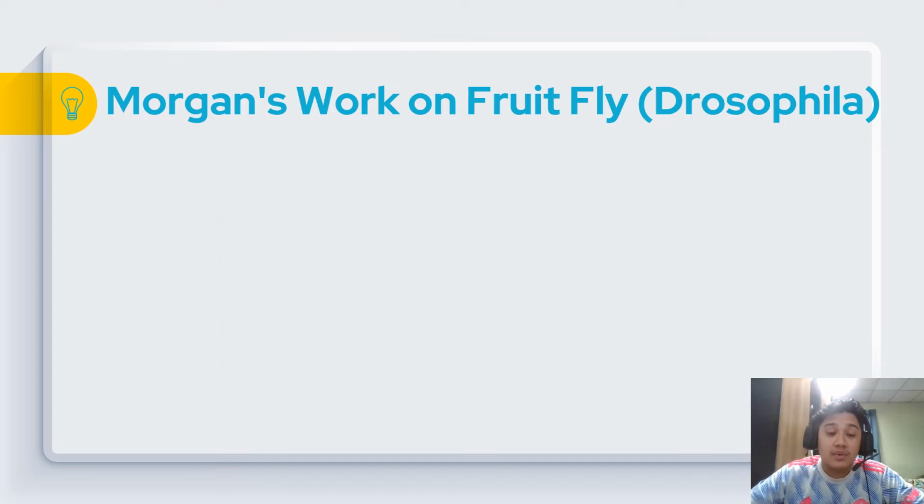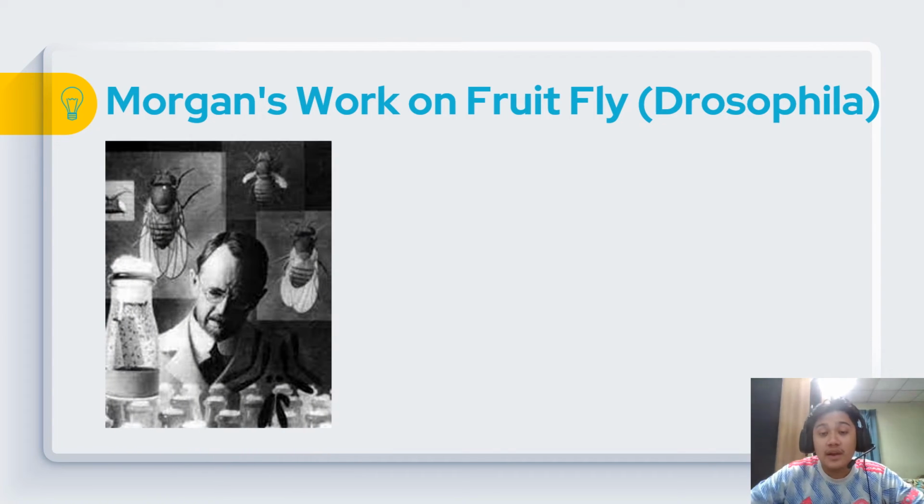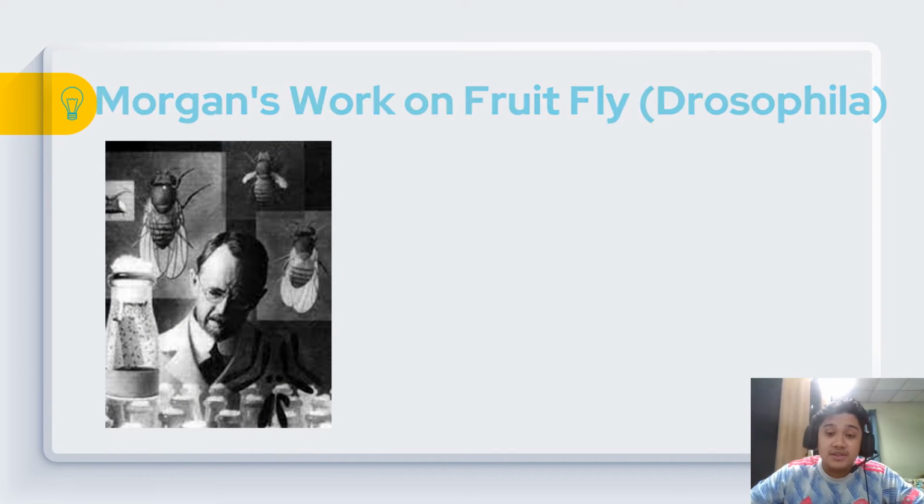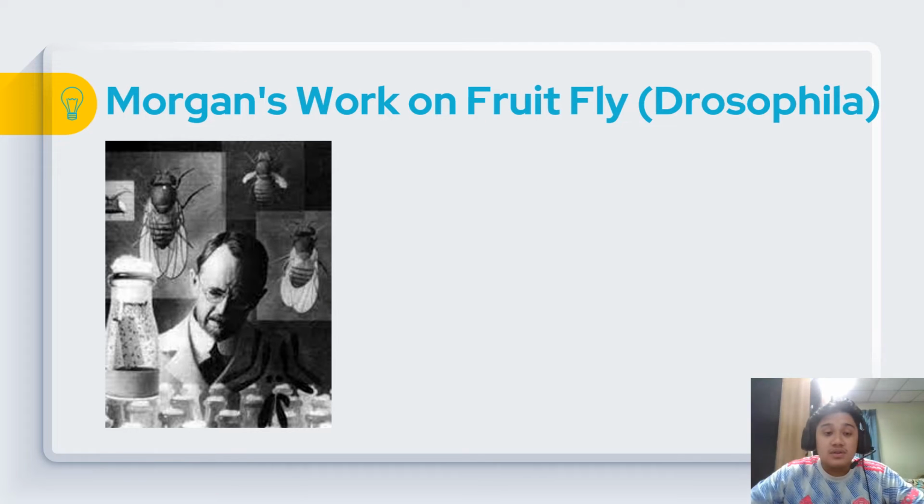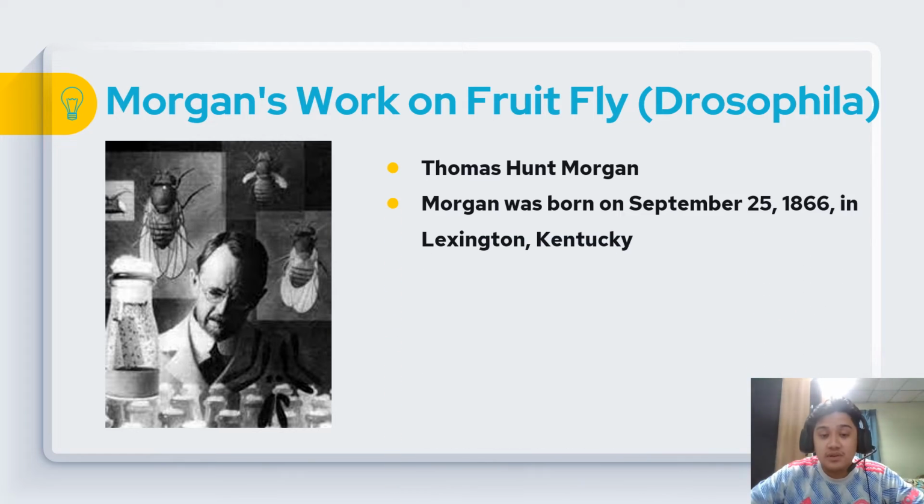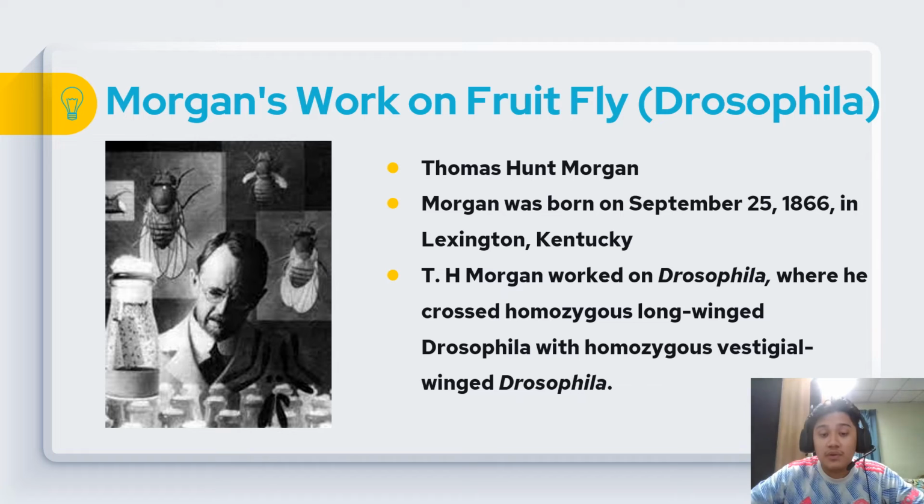Today, I will talk about Morgan's work on Drosophila. From the picture shown in the slide, you can see a scientist named Thomas Morgan. He was born on 25 September 1866 in Lexington, Kentucky. He worked on Drosophila, where he crossed homozygous long-winged Drosophila with homozygous vestigial-winged Drosophila.